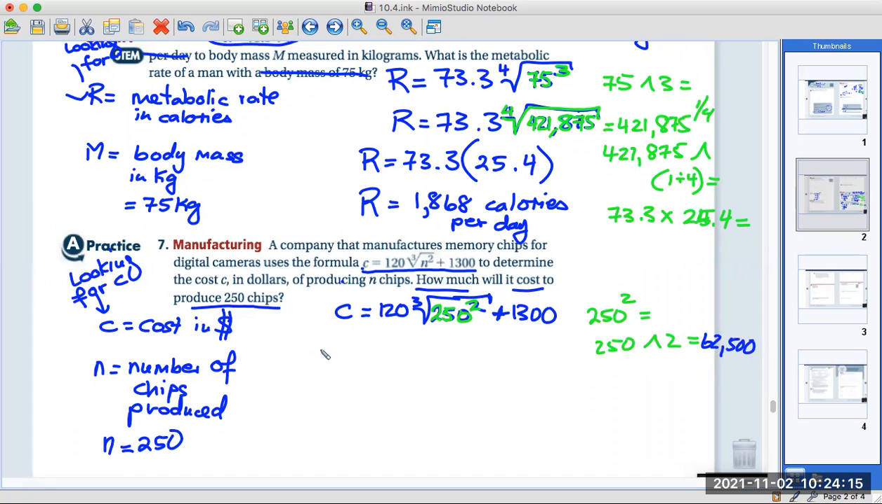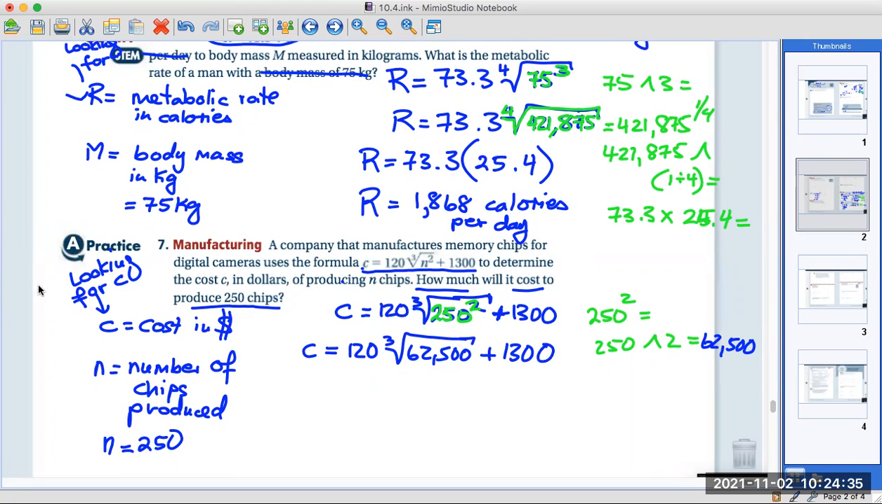So I rewrite. That's a good start. You always have this times the third root. 250 squared is 62,500. Close your radical, plus the 1300.